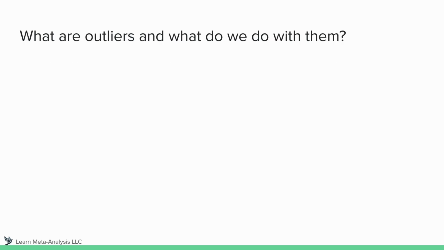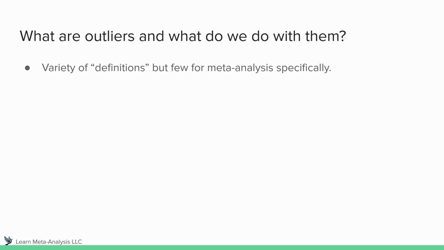So first question that comes to mind, what is an outlier and what on earth do we do with them? Well, here's where part of the problem itself lies. I found a variety of definitions of what an outlier is, but very few were for meta-analysis specifically. So what does that mean? Well, that means that outlier is kind of a squishy construct, and it can mean a lot of different things to a lot of different people. But what I found is it's often not discussed in papers. Sometimes you do see people acknowledge it, but of the meta-analyses I can remember reading, very few actually talk about outliers.